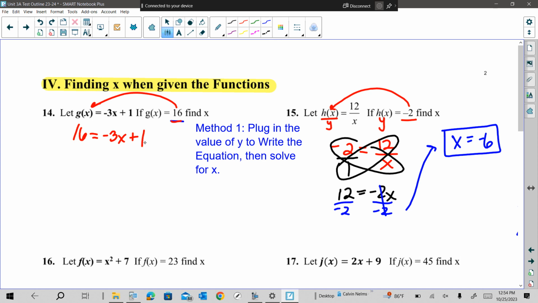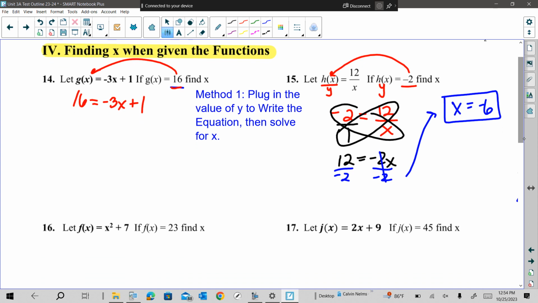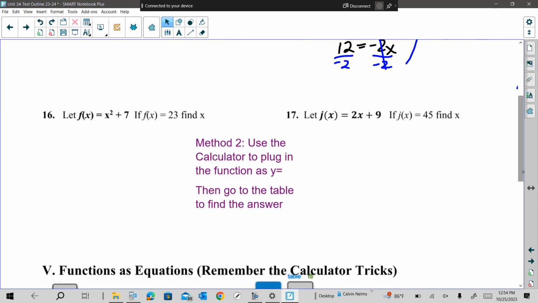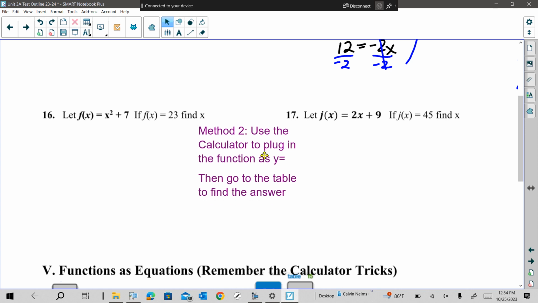Now, there is a shortcut, a faster way. Instead of plugging in and solving an equation, that's method 2 that I was going to remind you of. I'll put that on 16 and 17. You could just use your calculator. You would use the y equals and plug the function into y equals in the calculator.